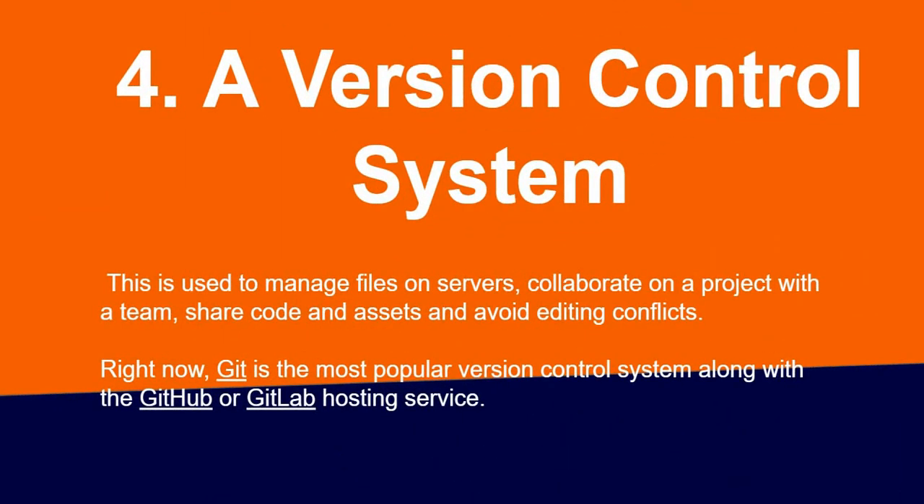And so next is we have a version control system. Now this is basically used to manage files on servers, collaborate on projects with a team, share code and assets to avoid editing conflicts. Now currently we have Git as the most popular version control system along with GitHub. So I'll make another video showing you how to get started with Git and GitHub.